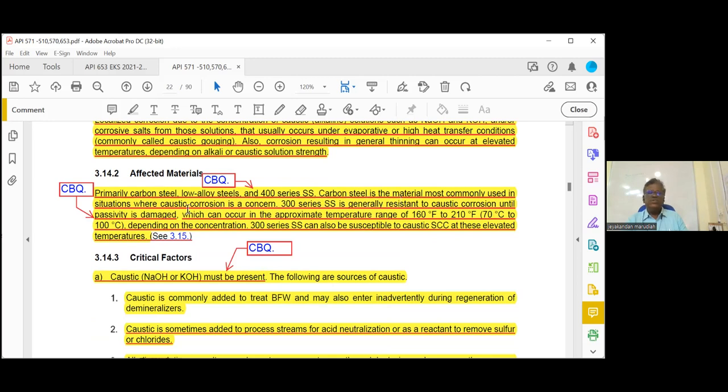Carbon steel is the metal most commonly used in a situation where caustic corrosion is a concern. 300 series SS is generally resistant to caustic corrosion until passivity is damaged. That is a closed book question.